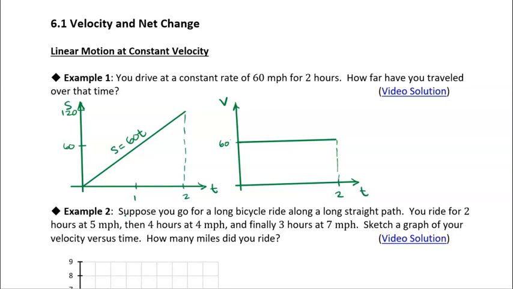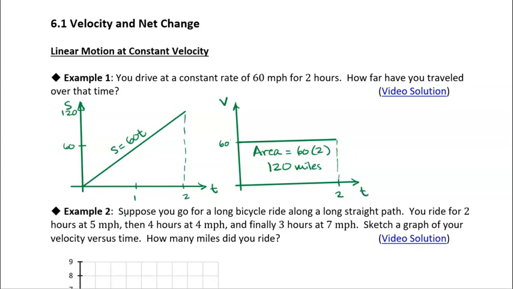But what I want you to notice here is that this area, the area that's formed, bounded by the axes and the graph of the velocity, is the distance we traveled. The length is 2 and the height is 60. So this area is equal to 60 times 2, which is 120 miles. 120 miles, 60 miles per hour for 2 hours.